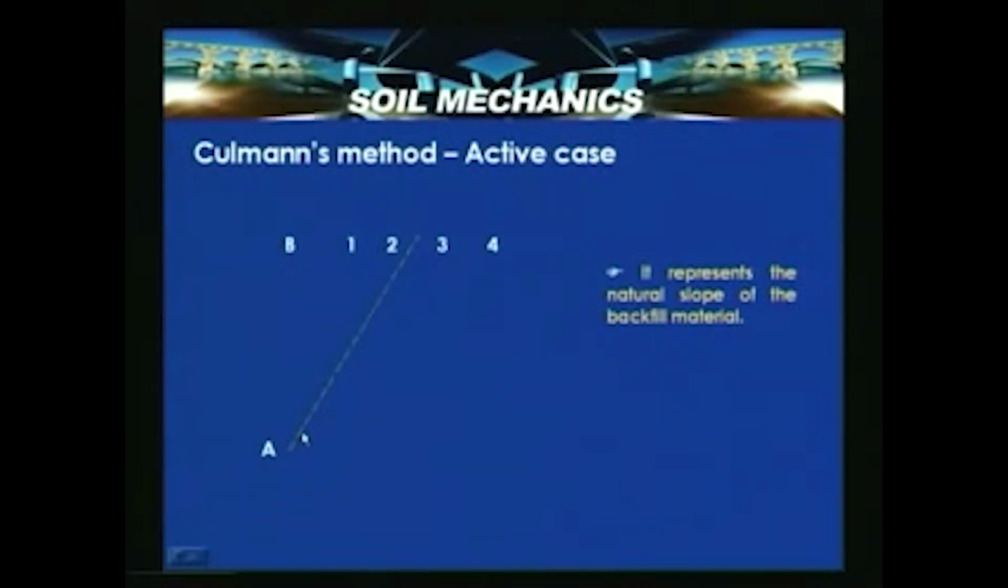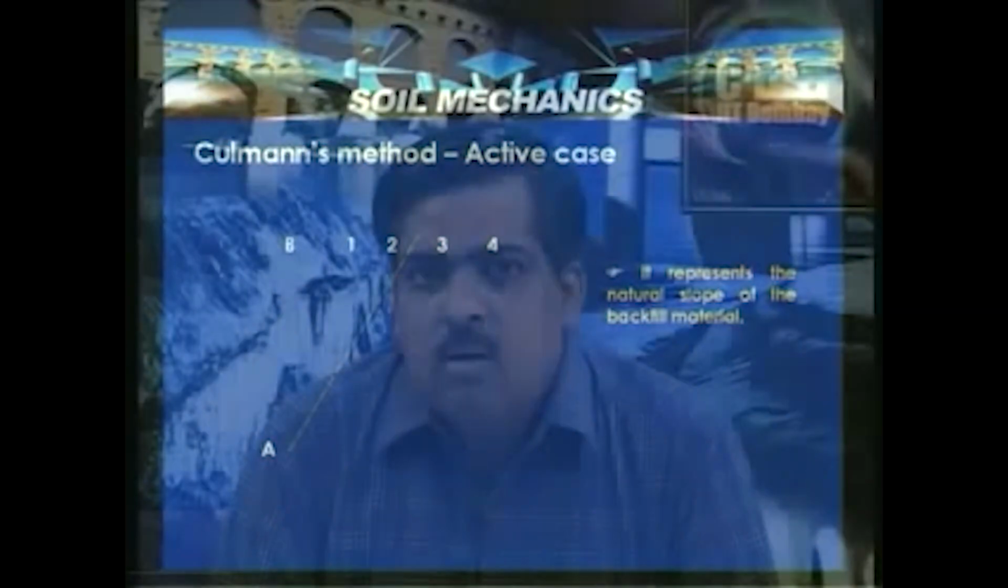Now, having looked into this Coulomb's earth pressure, there are also graphical methods for arriving at this earth pressure. Many graphical methods are there, but the famous one is Culmann's method. Culmann's method involves representing the wall dimensions to a scale on a graph paper, on a millimeter graph paper. That means a selected scale has to be chosen, and the wall has to be drawn onto the graph paper with proper inclination and the proper scale.